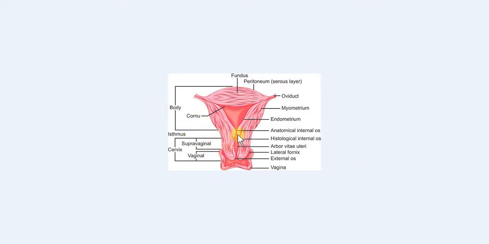Supravaginal and vaginal part, as we have said, this is the internal os and this one is the external os. So from the internal os up to the external os, this portion is called the cervical canal, and the mucous folds give an appearance just like a tree. So these are the mucosal folds, and they are called arbor vitae uteri. These mucosal folds in the anterior and posterior walls interlock with each other and close the canal. This is all about the cervix.